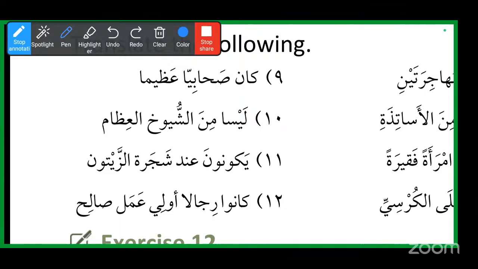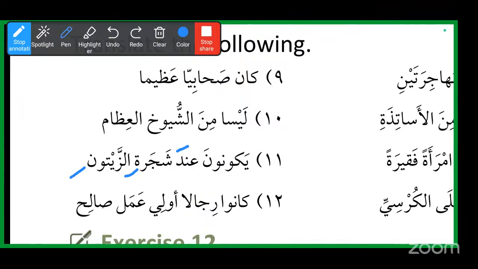Yakununa inda shajaratiz zaytun. They are with the olive tree. They are? Yes, they are. Yakununa: they are. Okay. With the olive tree. Yes.